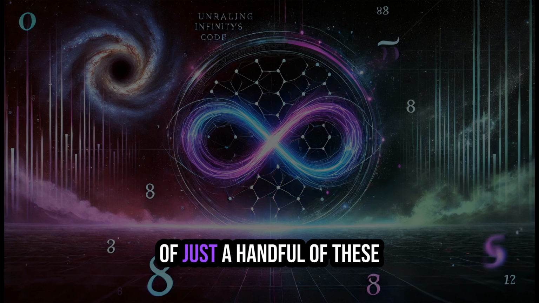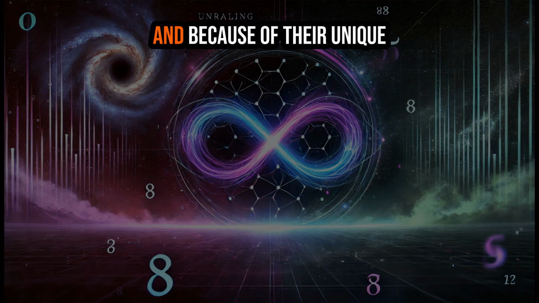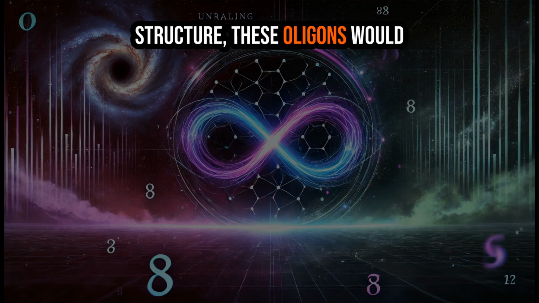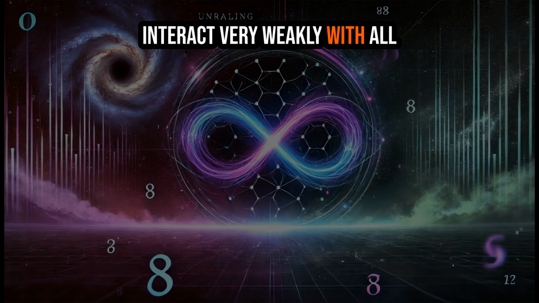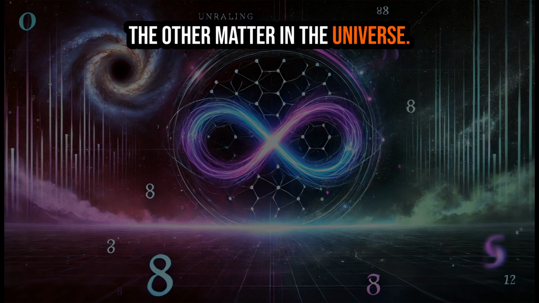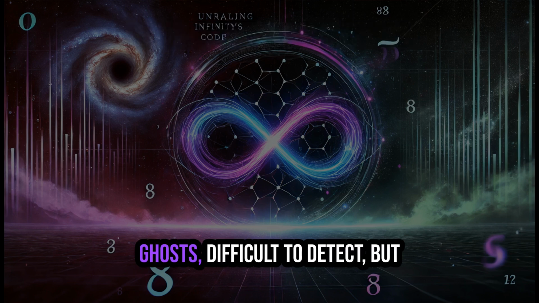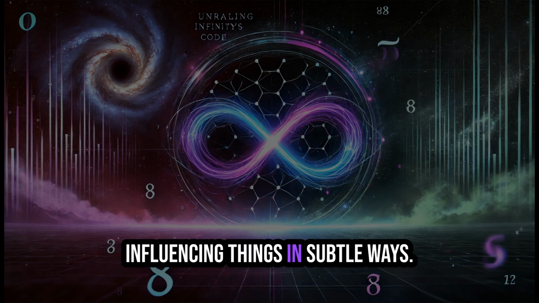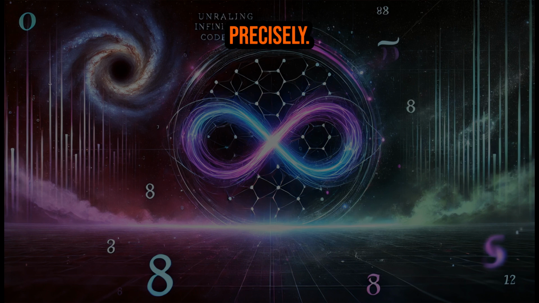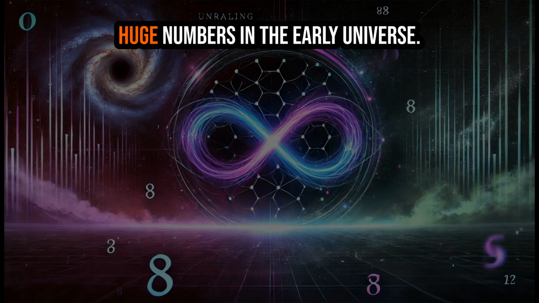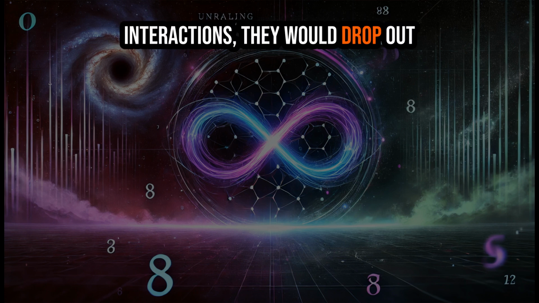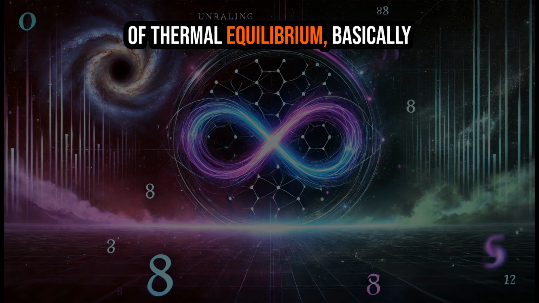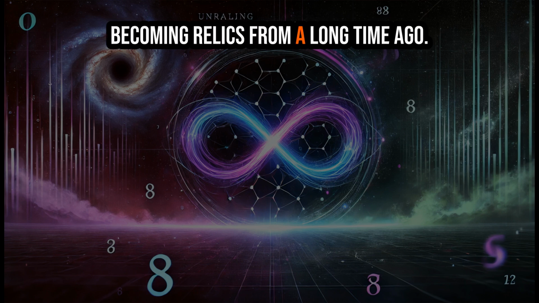So because they're made of just a handful of these fundamental elements, and because of their unique structure, these oligons would interact very weakly with all the other matter in the universe. So they'd be like cosmic ghosts, difficult to detect, but still out there, potentially influencing things in subtle ways. Precisely. They might have been produced in huge numbers in the early universe, but because of those weak interactions, they would drop out of thermal equilibrium, basically becoming relics from a long time ago.